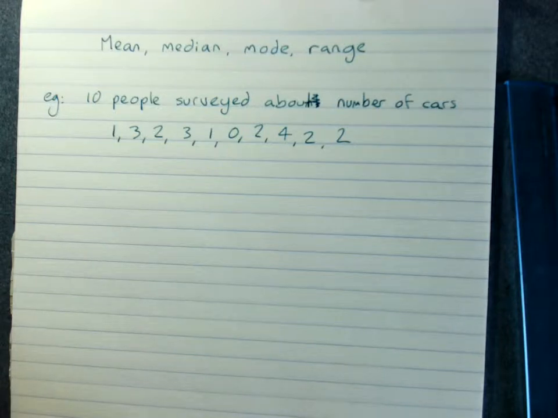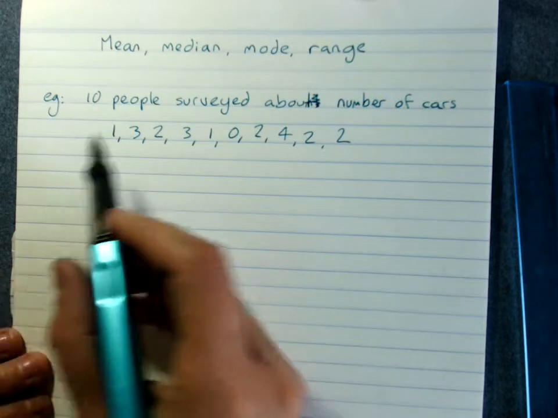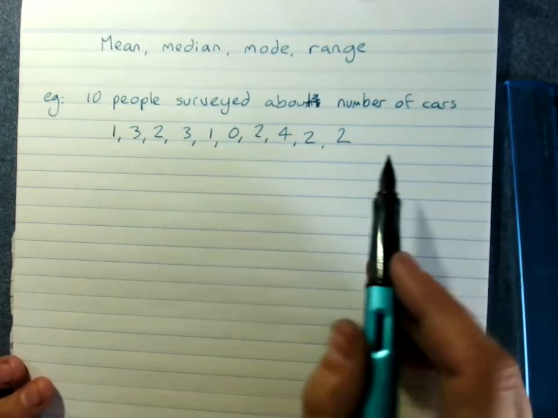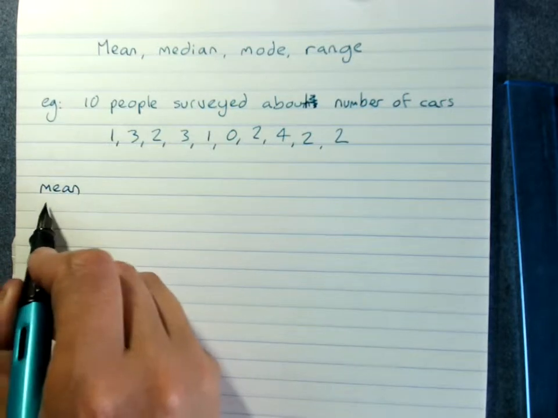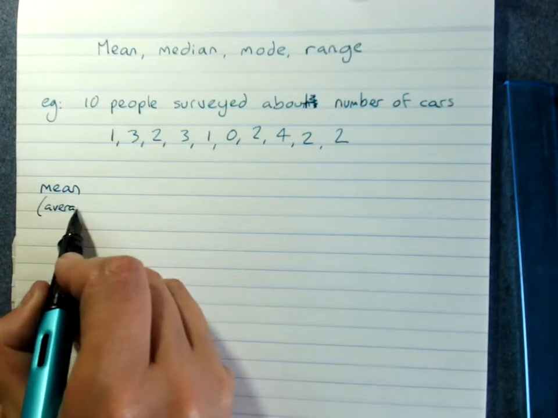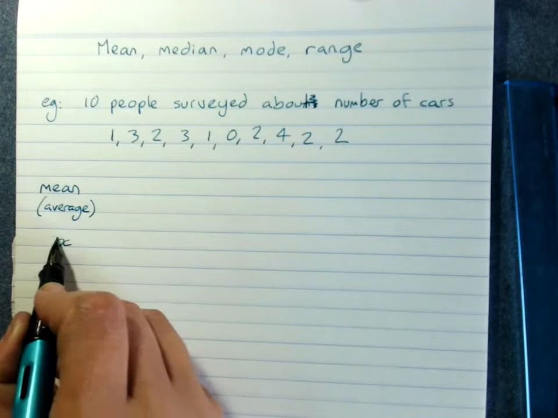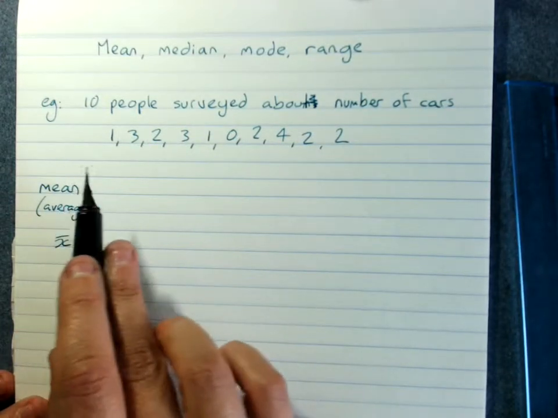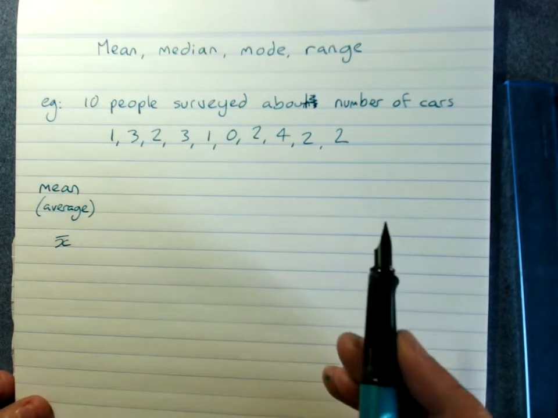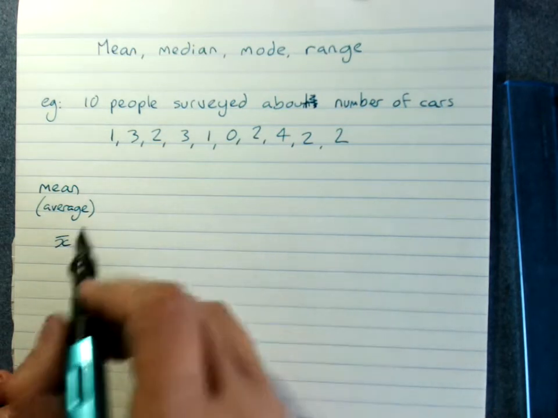A really quick recap of mean, median, mode and range. So I'm using the same data. 10 people were surveyed about the number of cars in their household. The mean is the average, and its symbol is an X with a bar on top. And it's basically saying if you shared everyone's scores evenly, what would each person get?